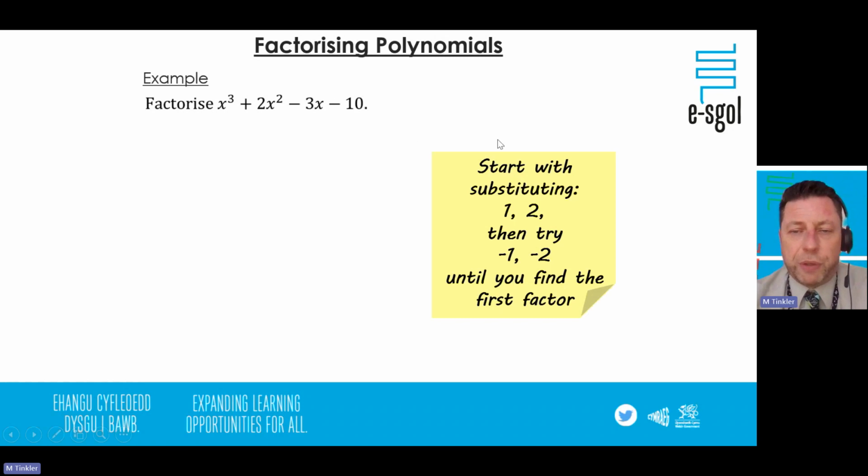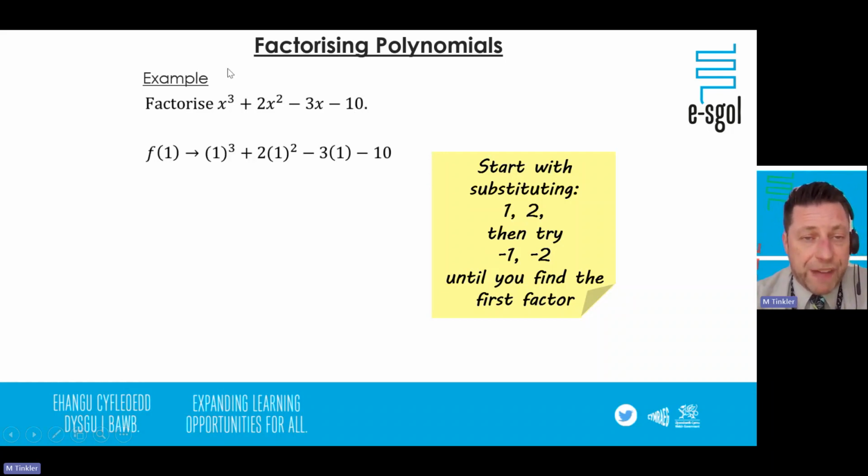So start with substituting 1 and 2. Now, this one, to find what numbers you might try, they've got to go into the number 10 on the end. So I might try 1, 2, and then 5. Minus 1 and minus 2, I'd rather not substitute minus numbers in because I'm not so strong with that. But with a calculator, you should be okay. But the numbers have to divide into 10. So 1, 2, 5, and 10 you might try.